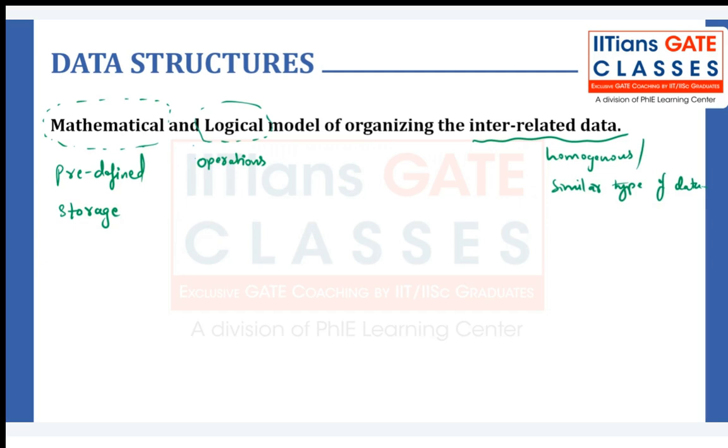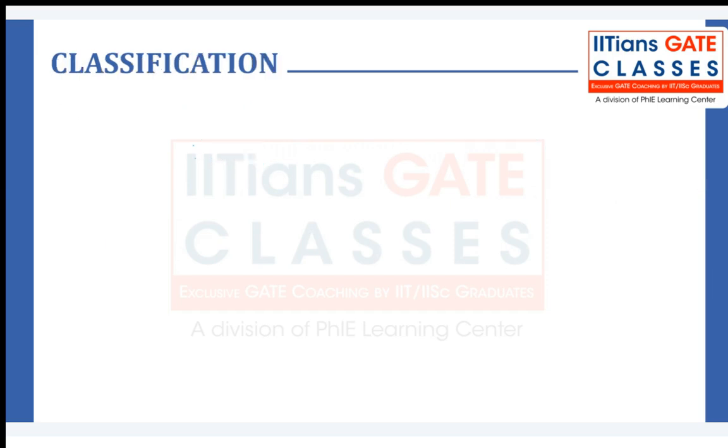Now first we'll look at the storage part of it. Depending on how the data is stored, there is a classification. Classification based on how the data is organized. Okay, so there are two major classifications when we classify on the basis of organization. First one is your linear data structures.